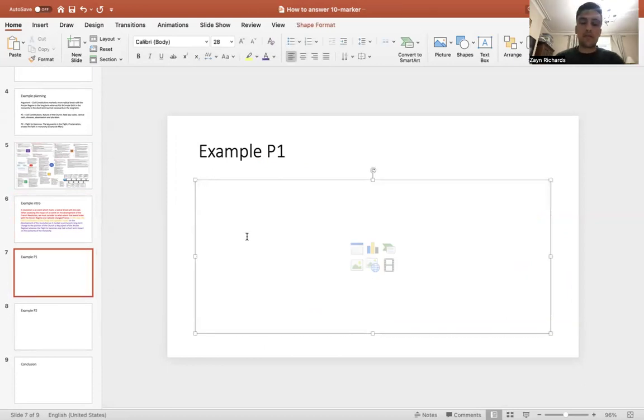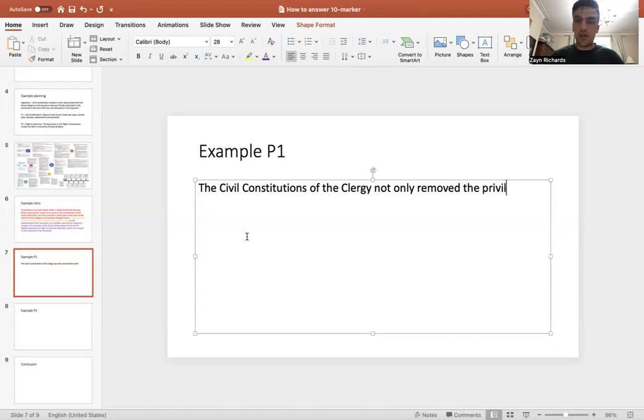So then I'm going to start by saying the civil constitution of the clergy not only removed the privileges of the church, but also radically altered the position of the church in society.